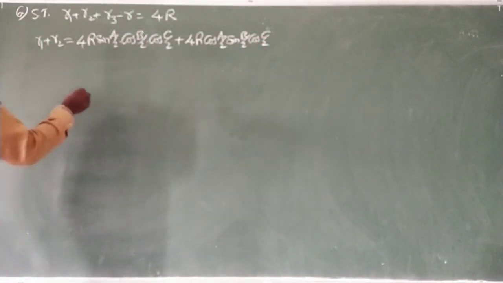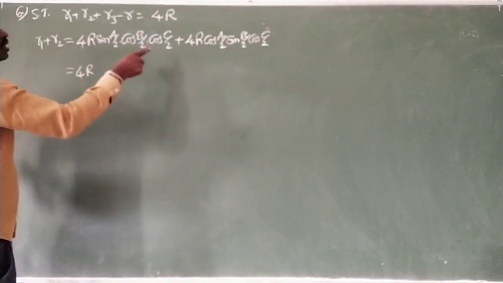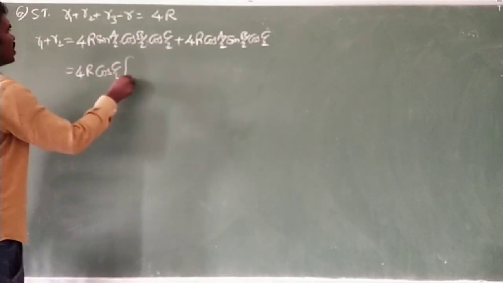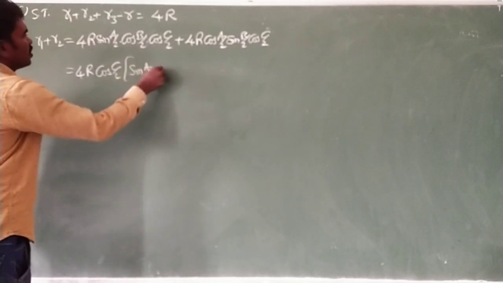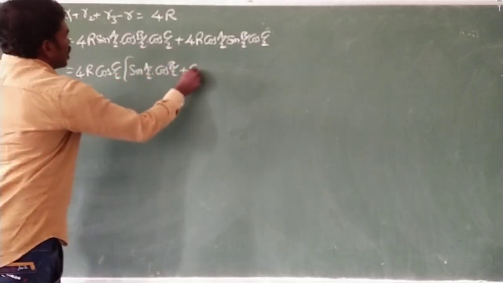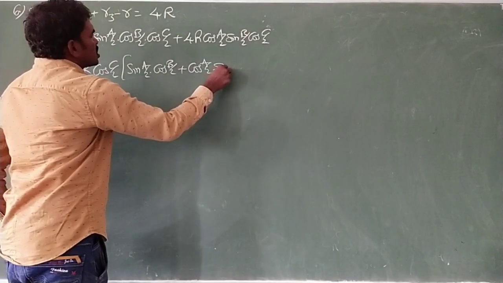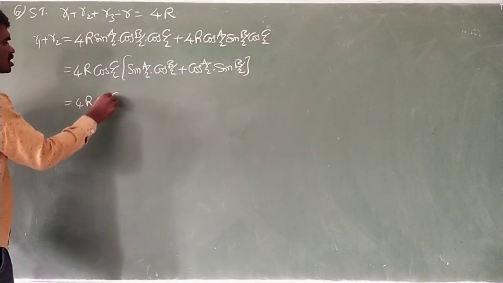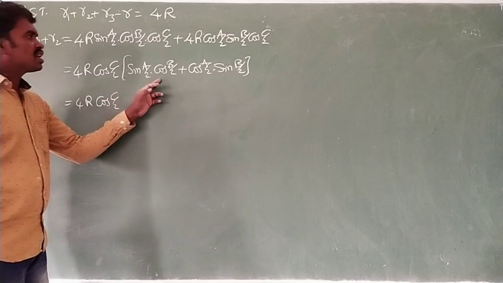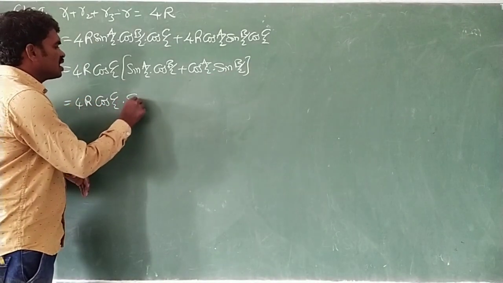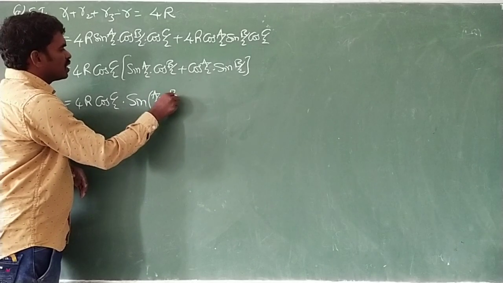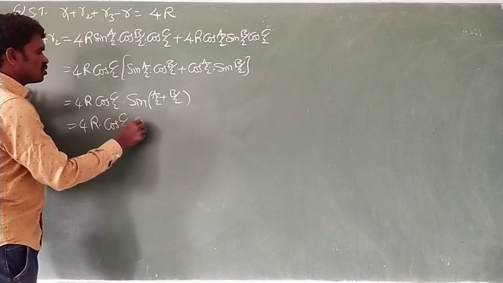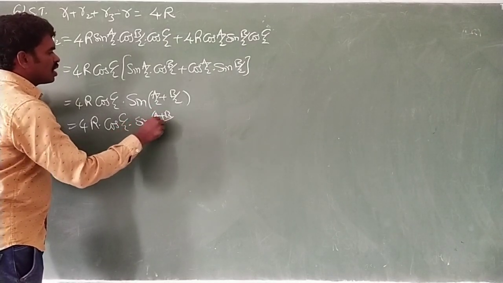So now what is common in both? 4R is common, and which is common? Yes, very good. Cos C/2 is common. So take 4R cos C/2 out common. Then the remaining is sin A/2 cos B/2 plus cos A/2 sin B/2. So this is equal to 4R cos C/2 times sin A cos B plus cos A sin B, which is equal to sin of A plus B. Am I right? Sin of A plus B directly. So one more step I am going to write, that is 4R cos C/2 sin of (A+B)/2.